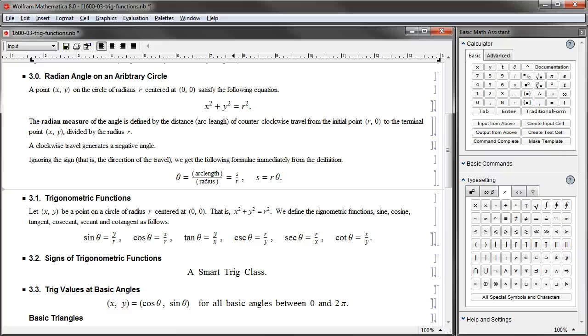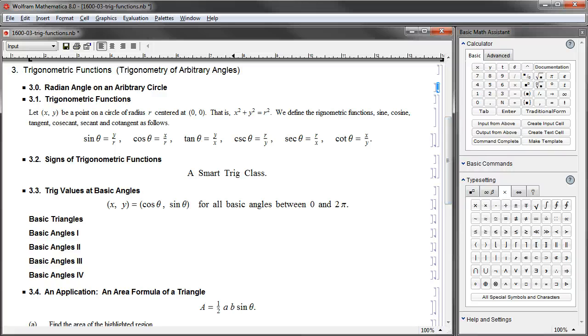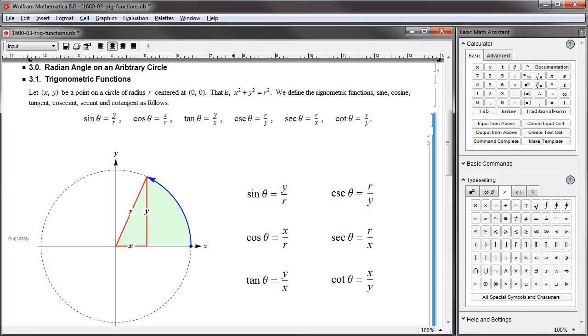Okay, that was a quick review, and let's talk about trigonometric functions of arbitrary angles. We begin with a circle of radius r centered at the origin, the same circle we saw before, and we define sine, cosine, tangent, cosecant, secant, and cotangent as follows. Sine of theta is defined by y over r, vertical over the radius. Cosine of theta is defined by x over r, horizontal over the radius. And tangent of theta is y over x, vertical over horizontal. Cosecant, secant, and cotangent are their reciprocals, as you can see here in the definition and also in the visualization.